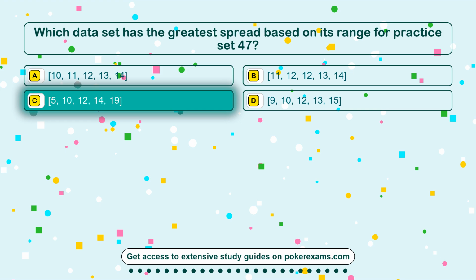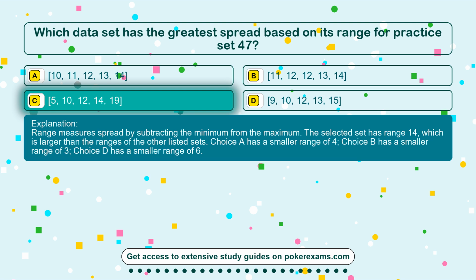The correct answer is option C, 5, 10, 12, 14, 19. Range measures spread by subtracting the minimum from the maximum. The selected set has range 14, which is larger than the ranges of the other listed sets. Choice A has a smaller range of 4, choice B has a smaller range of 3, choice D has a smaller range of 6.